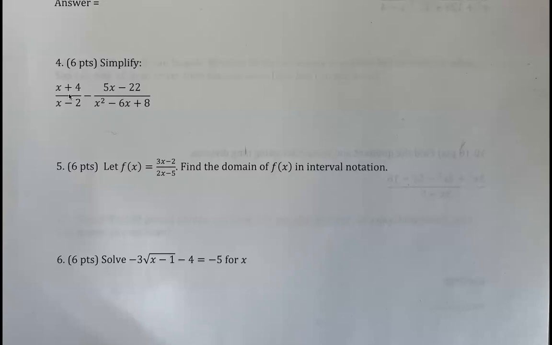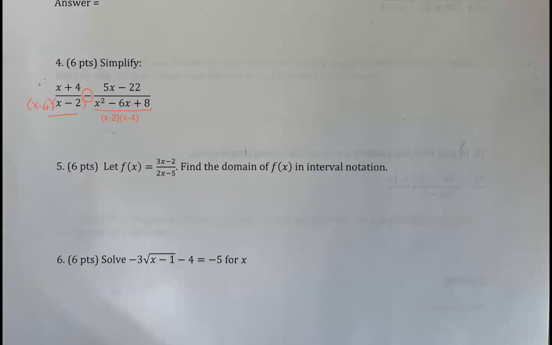So we want to simplify this rational expression with a minus sign in the middle. The operation is subtraction, so we need common denominators. This one, we observe, can be factored as x minus 2 times x minus 4. So the common denominator should be x minus 2 times x minus 4. Then we check the first term. The first term only has a factor of x minus 2, so we need x minus 4. So we multiply by x minus 4.